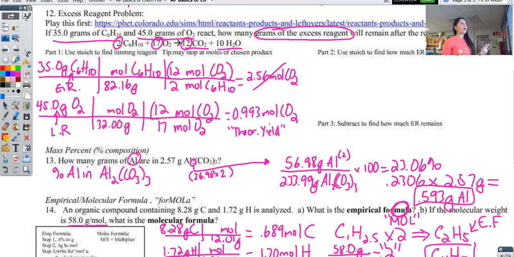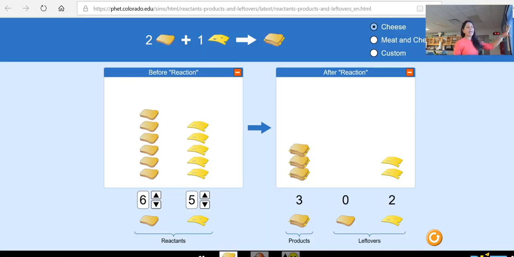All right, so now we're on to part 2. What we need to do now is, I know this is my excess reagent, but that's not how much is in excess, because that's like saying that 5 pieces of cheese are in excess. Well, that's not true. It's not 5 pieces of cheese in excess, okay?